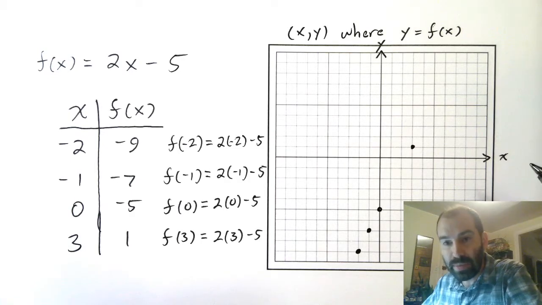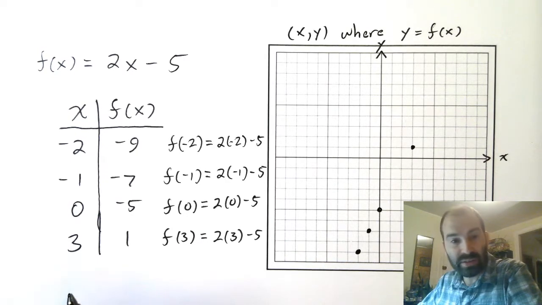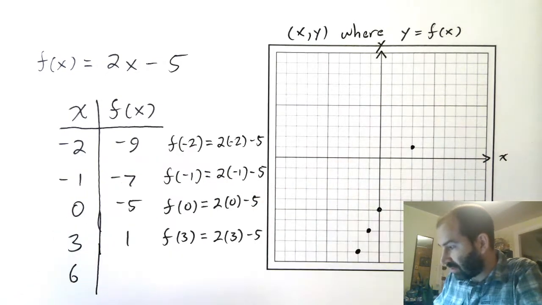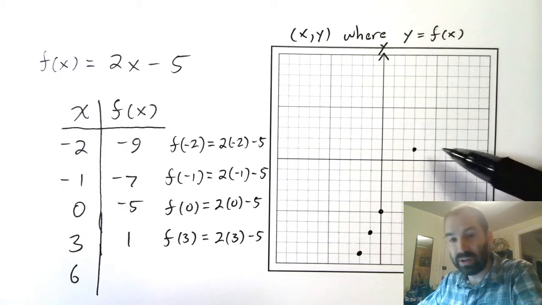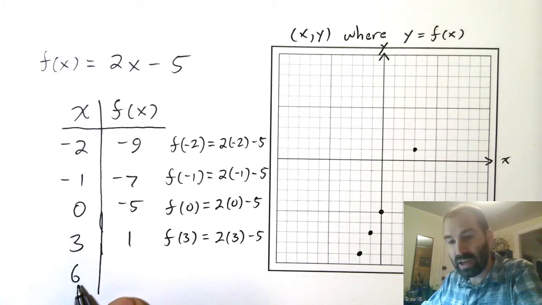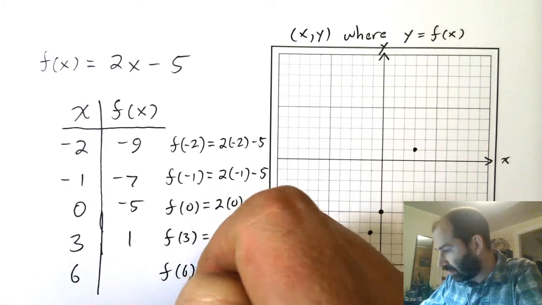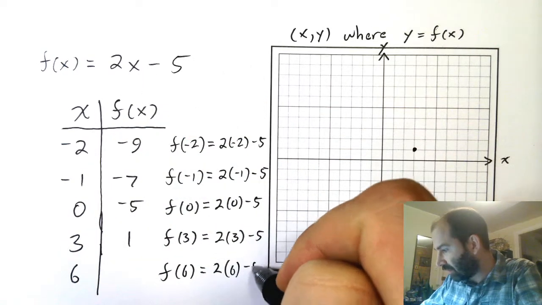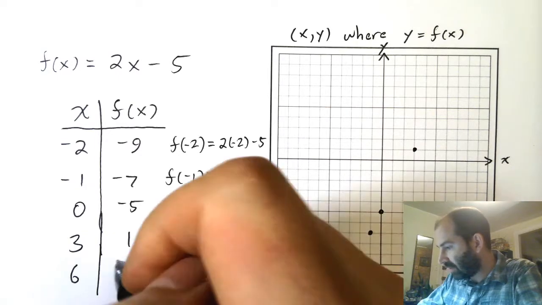And if you're not sure about that, compute some more values. For instance, I may not be convinced that it's actually a straight line. Maybe I think that it might be wiggling through these points. Let's try another number, f of 6, just to be sure. If I plug this into the function, it'd be 2 times 6 minus 5. That's 12 minus 5, that's 7.